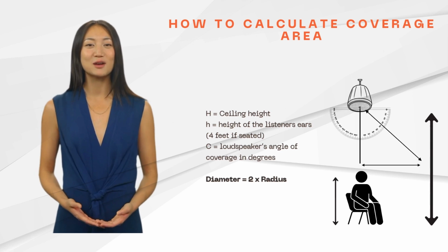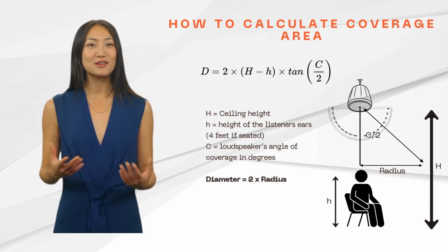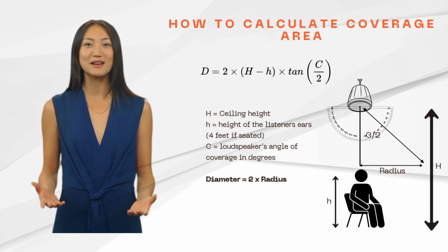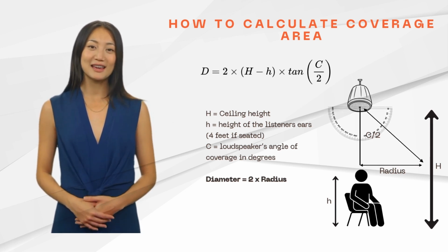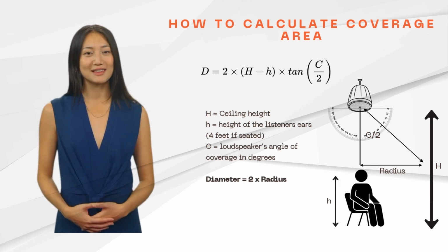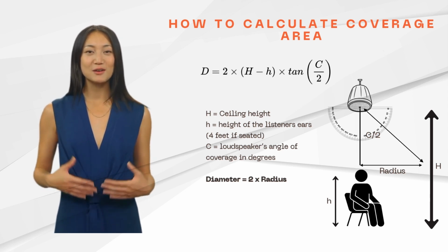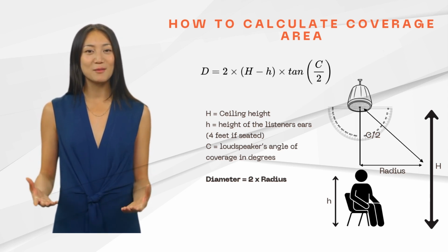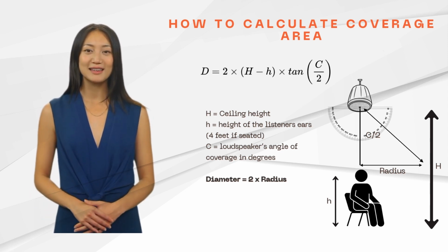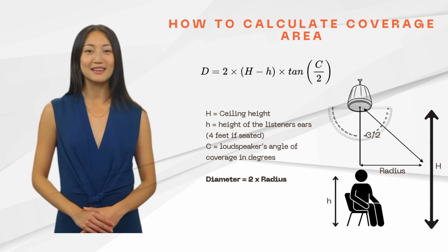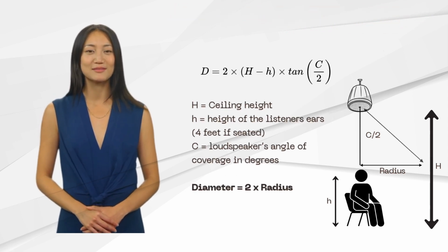To calculate how much floor area a ceiling speaker covers, use this formula. D is the diameter of the coverage area. Uppercase H is the ceiling height, and lowercase h is the listener's ear level. C is the loudspeaker's coverage angle, usually taken at the 6 dB down point. This gives you a circle on the floor showing where the speaker provides adequate sound. It's the starting point for placing speakers in a distributed layout.